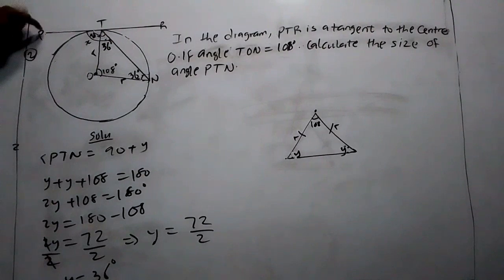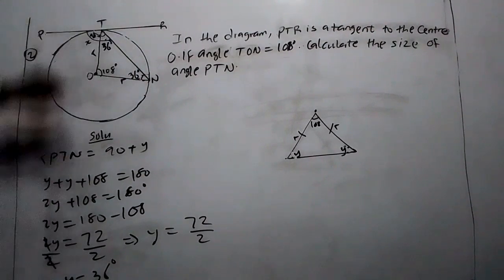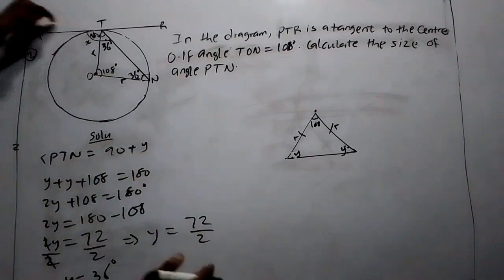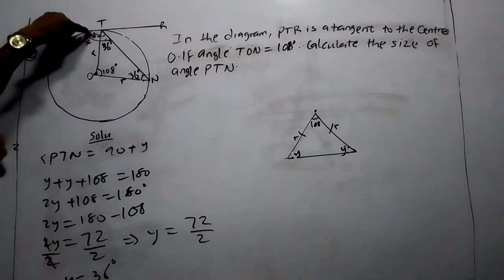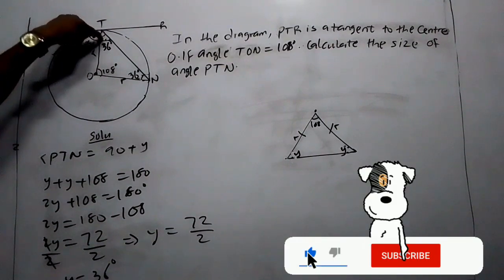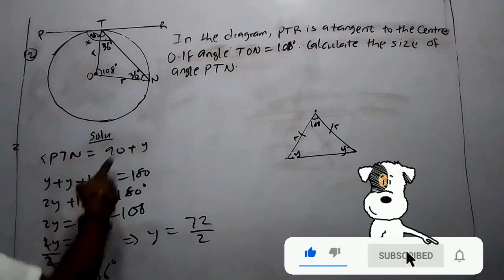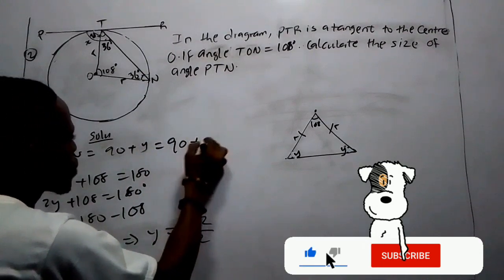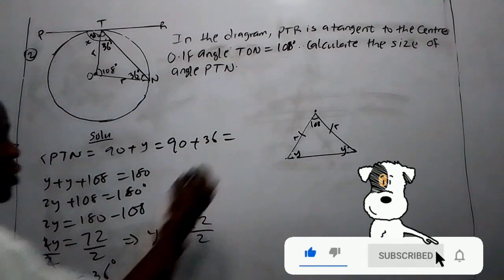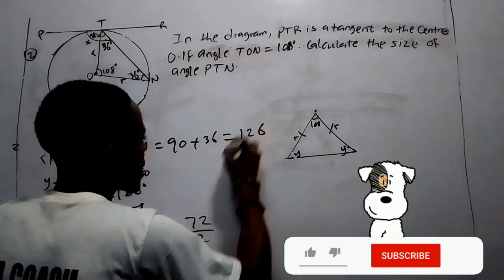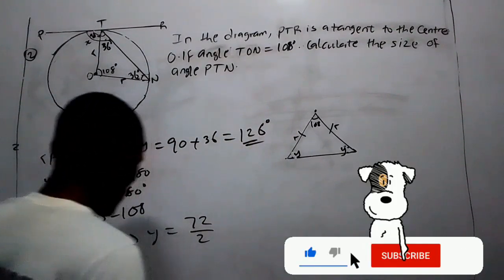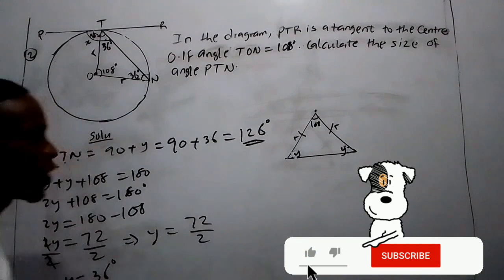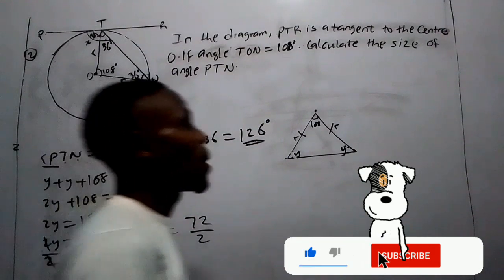So to get the full angle PTN here, we have a 90 here, because the angle between the tangent and the chord at the point of intersection is equal to 90 degrees. So we add it to the inner angle here, which is 36. That's why I said 90 plus y, and now y we found as 36, so it will be 90 plus 36, which gives us 126. So our answer is 126 degrees. Therefore our angle PTN is equal to 126 degrees. That is the solution to this particular question.